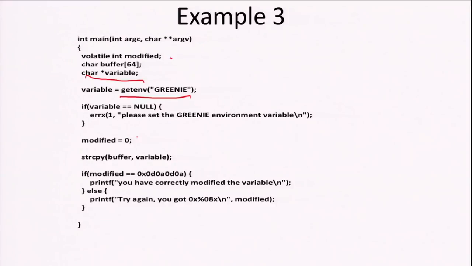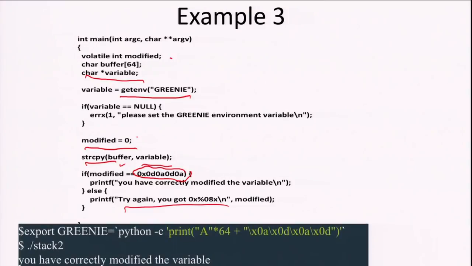But if it does have some value, then variable should have gotten a pointer to the string, that is basically the value of greeny. Then we assign 0 to modified, we do a string copy of this variable, which is a string, onto the buffer, and then we check if modified has gotten this specific value, and if it does, then we say that we have successfully modified the variable modified, otherwise we have not succeeded. So let's see what we'll do to get this working.